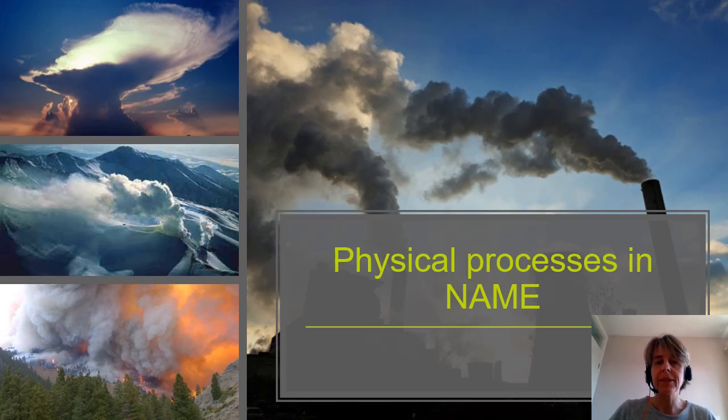My name's Helen Webster and I'm one of the scientists in the Atmospheric Dispersion and Air Quality group at the Met Office, and I've worked on NAME for a number of years, particularly on the development of the model. This presentation is going to tell you a bit more about NAME, in particular what a Lagrangian model is and some of the physical processes that are represented within the model.